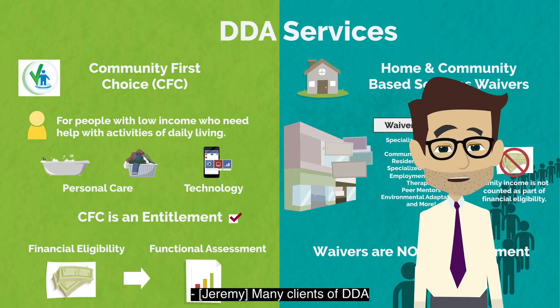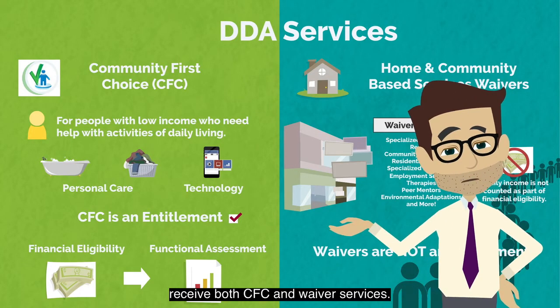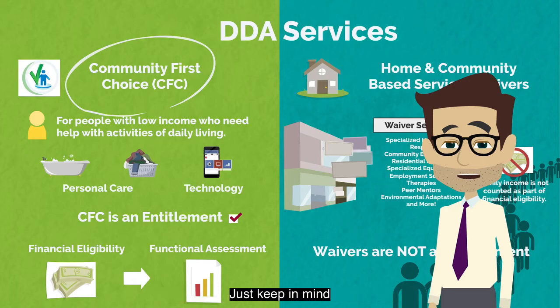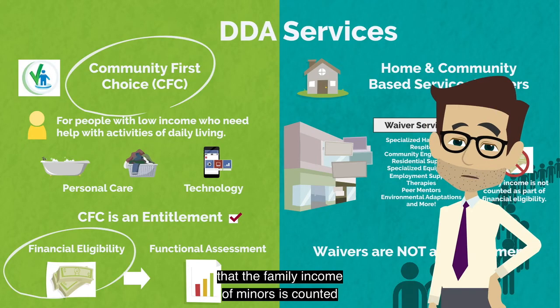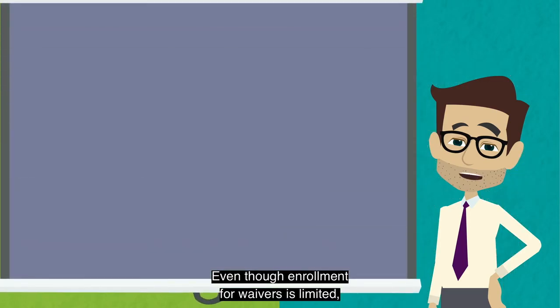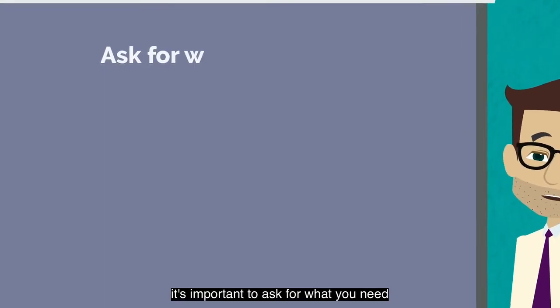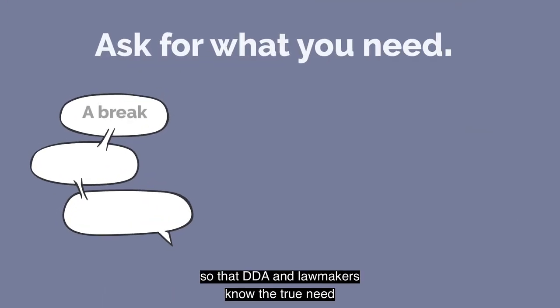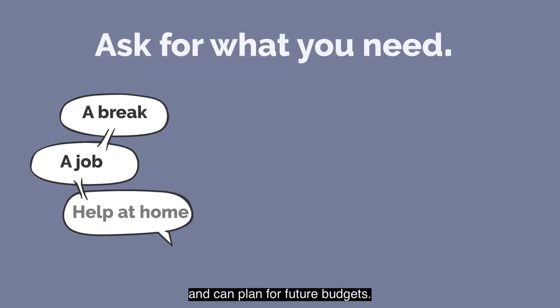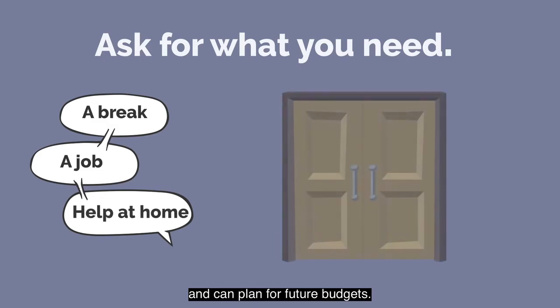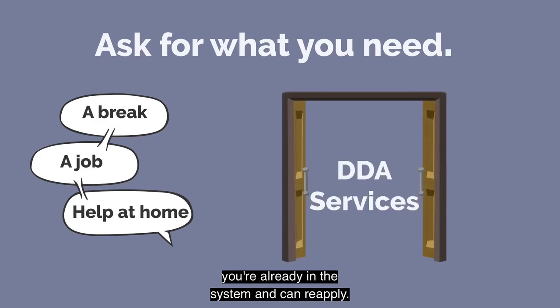Many clients of DDA receive both CFC and waiver services. If you're denied a waiver due to lack of funding, ask about the CFC. Just keep in mind that the family income of minors is counted as part of income eligibility for CFC, unlike waivers. Even though enrollment for waivers is limited, it's important to ask for what you need so that DDA and lawmakers know the true need and can plan for future budgets. And when openings occur, you're already in the system and can reapply.